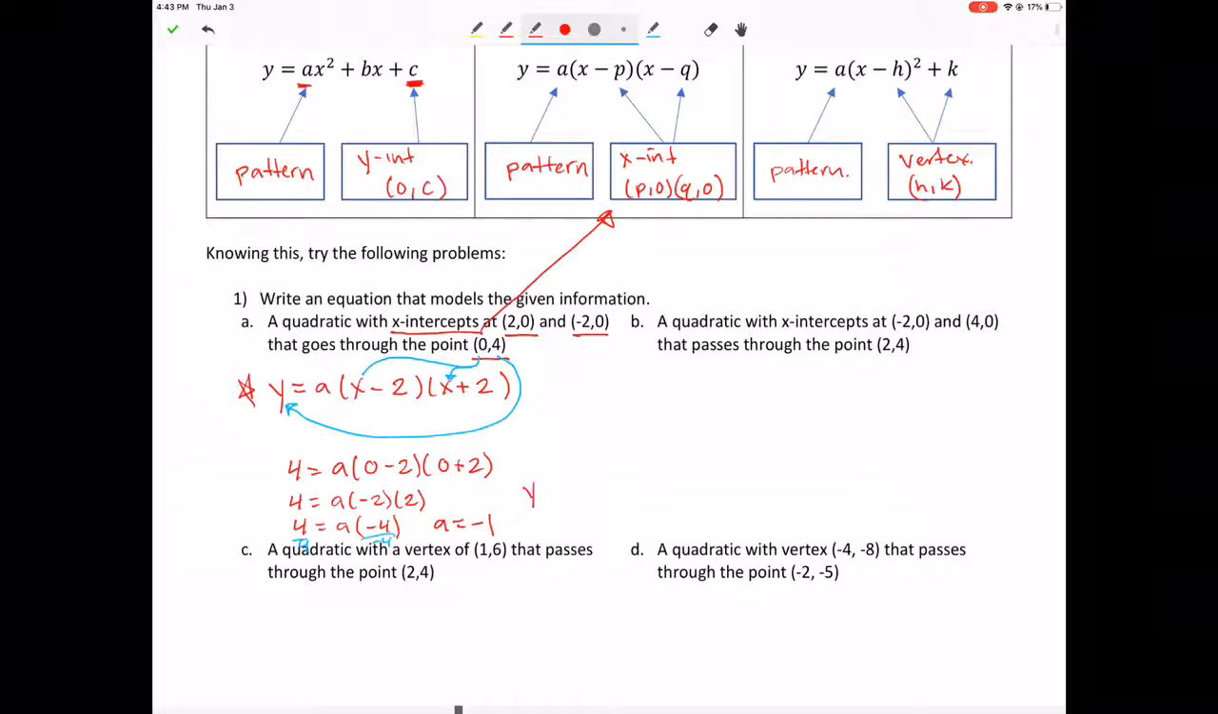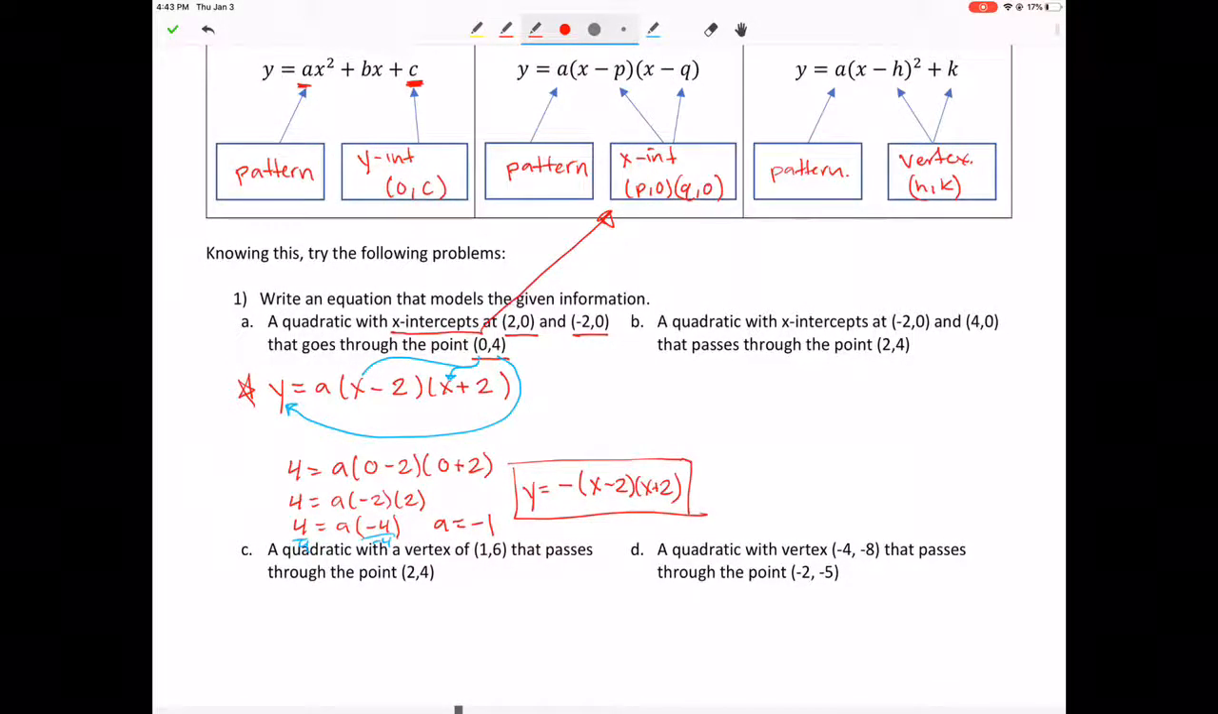We are just going to plug that in to our equation right here. So that gives us y equals -1. You don't need to keep the 1 if you don't want. You can write it just like this. And that is our equation. Okay? So let's go over a few more of these examples.